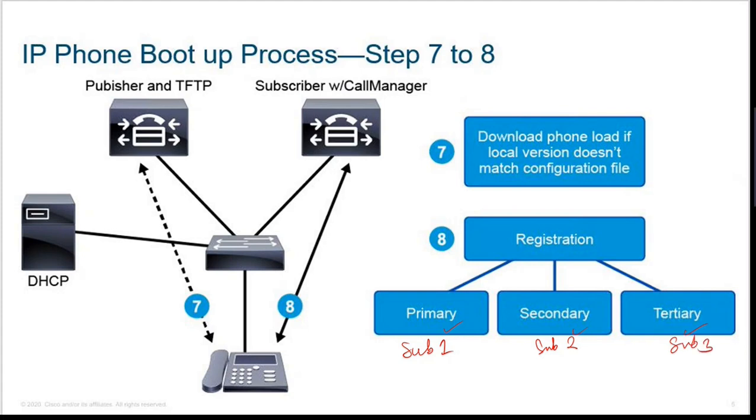So this is how the registration will work. If there is only one, then it will just register on one. If that fails, then it will not get registered at all. It will just be unregistered. If you have more than one subscriber, you can make them primary, secondary, or tertiary.